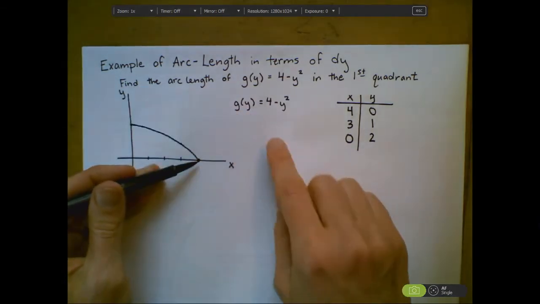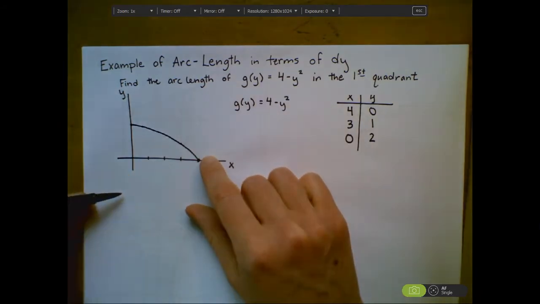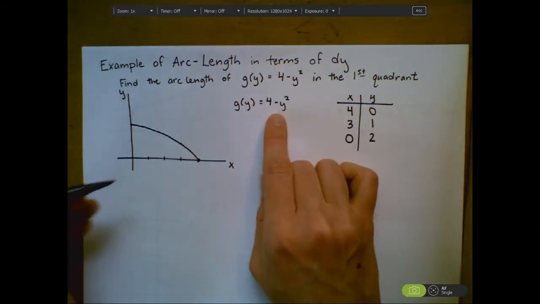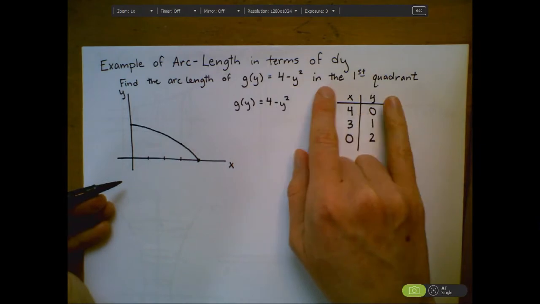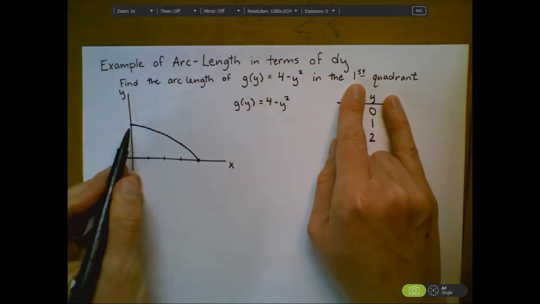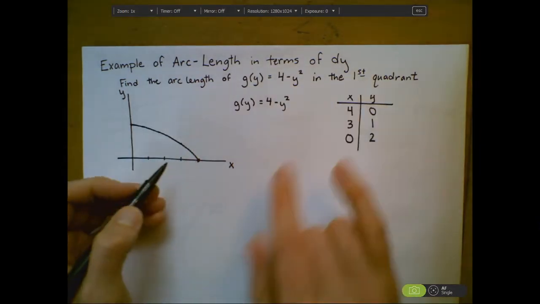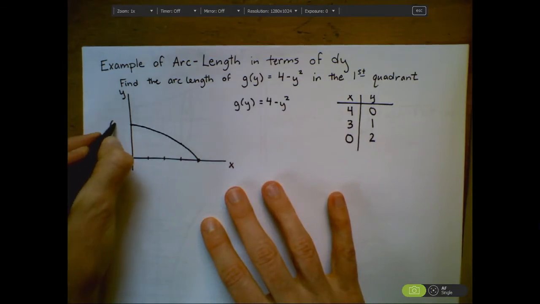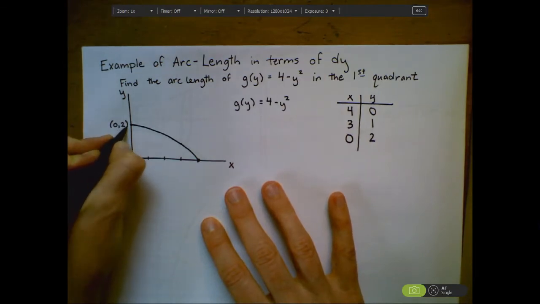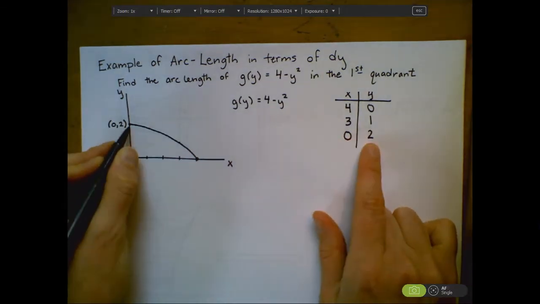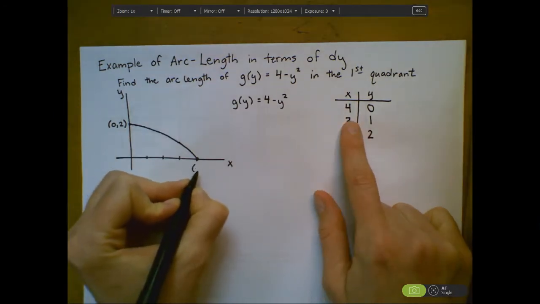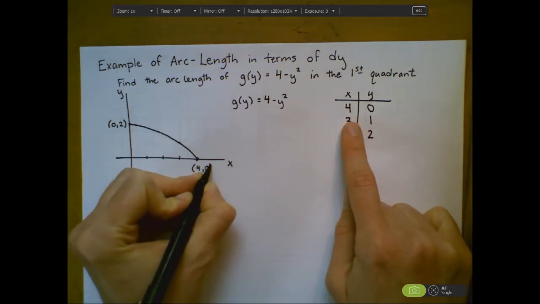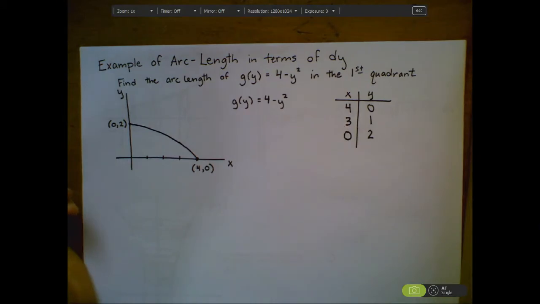If this function were plus or minus, it would continue this way because it's not really a function in terms of x. But we only want to know the arc length in the first quadrant. That's this quadrant here. So this is the point 0, 2, where my x is 0 and my y is 2, and this is the point 4, 0. So let's set up this integration.